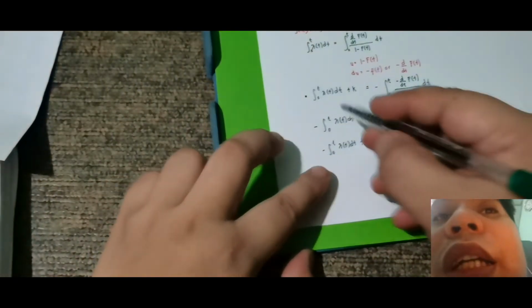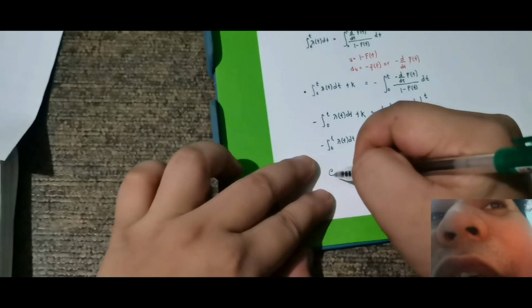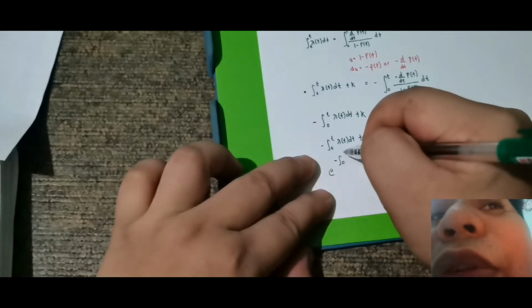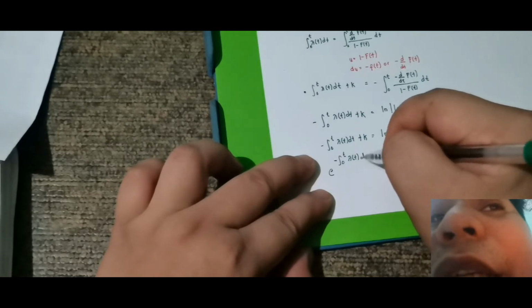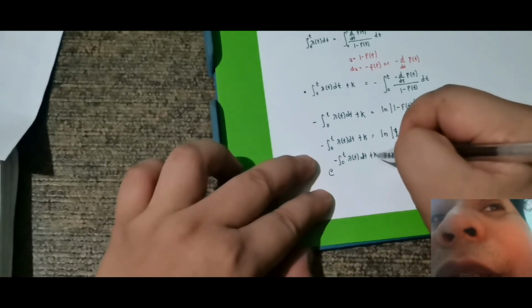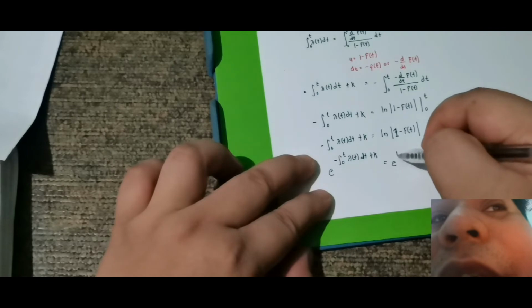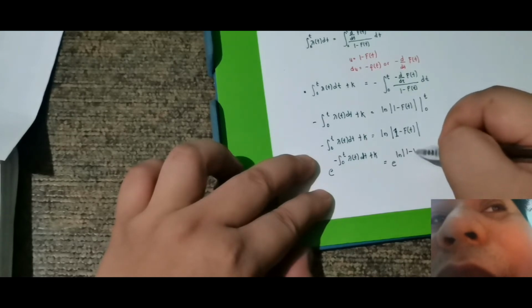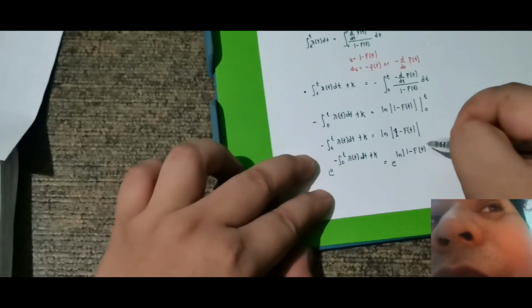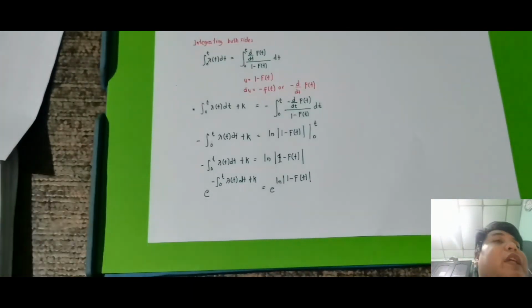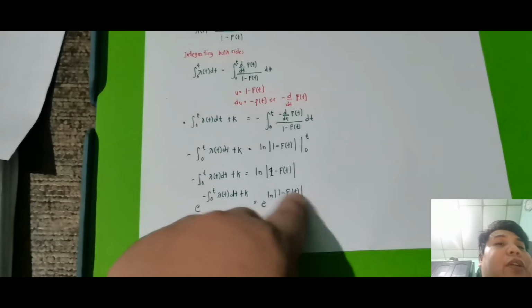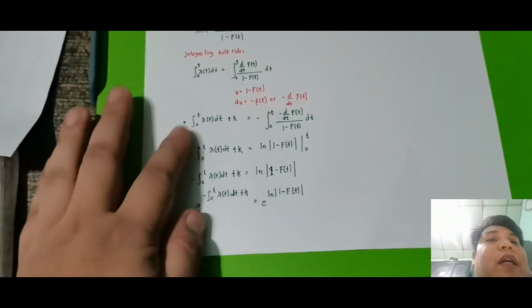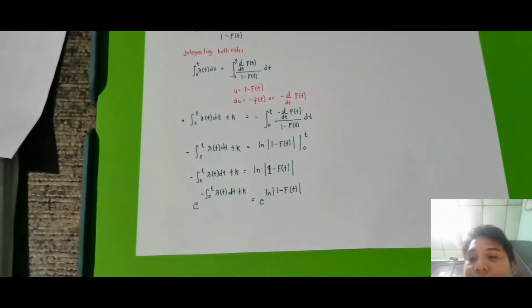So, gagawin ko dito ay i-raise ko to. So, ito ay e raised sa negative integral from 0 to t of lambda of t dt plus k. Then dito sa kabila, this is e raised sa ln of 1 minus f of t. Okay, so e raised to ln is cancel. Again, note that e raised to ln is cancel. So, bababa lang yun sa ilalim. Ito matitirang ganyan.